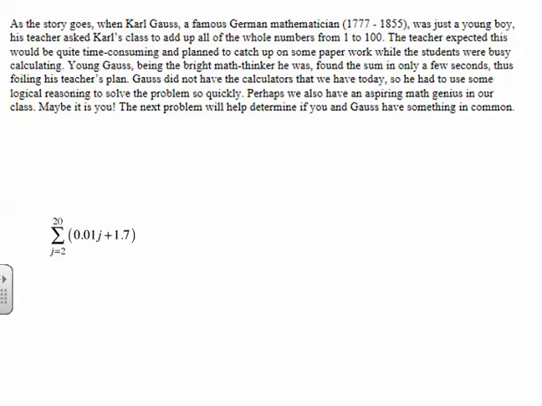This is going over the story of the mathematician Carl Gauss. He was a famous guy that lived from 1777 to 1855. And the story goes that when he was just a young boy, his teacher asked the class to add up all of the numbers from 1 to 100. The teacher expected this to take a long time and planned to catch up on some paperwork. But Gauss, being a very bright math thinker, found the sum in only a few seconds, foiling his teacher's plan. Gauss did not have a calculator like we have today, so he just figured out a logical reasoning way to solve this problem quickly.